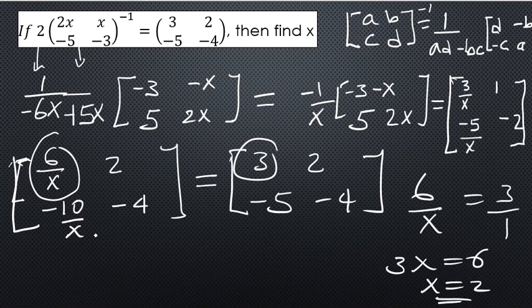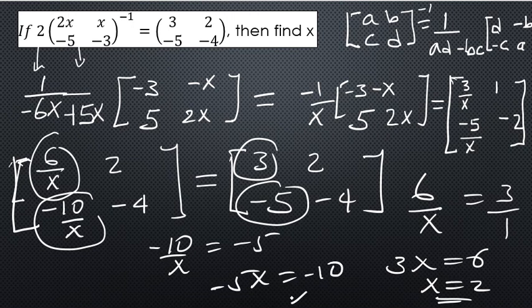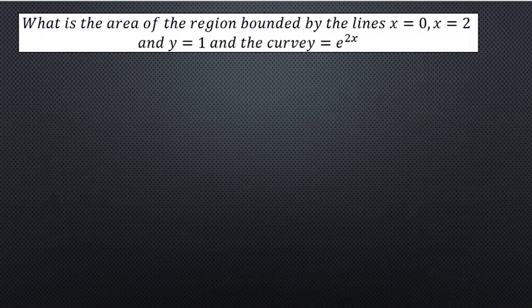We can stop here. If you want to check by the next entry also, negative 10 over x is equal to negative 5. Again, by crisscross, negative 5x is equal to negative 10. So the x value will be 2. It is the same answer. So the answer will be 2. That is the third question.